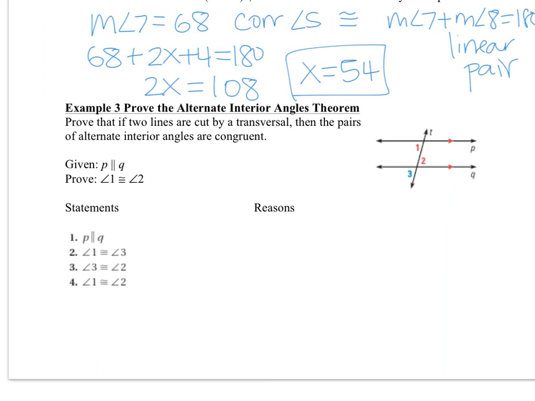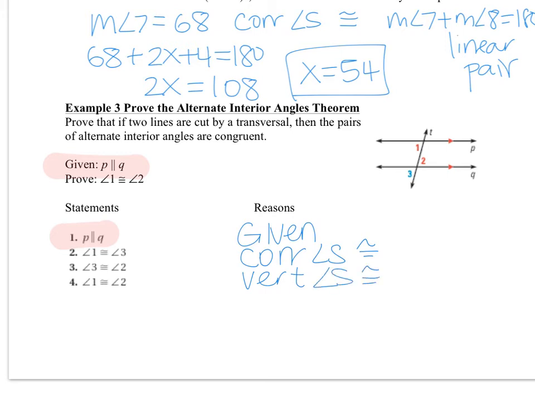Okay, we're going to do a proof. We're going to prove the alternate interior angles theorem. So first thing, we're going to look at our given and find it. It's the first statement. So the first reason is given. Angle 1 is congruent to 3, so that would be corresponding angles congruent. 3 is congruent to 2, is vertical angles congruent. And then I need the prior two statements in order to say 1 is congruent to 2. So that is transitive property of congruence.